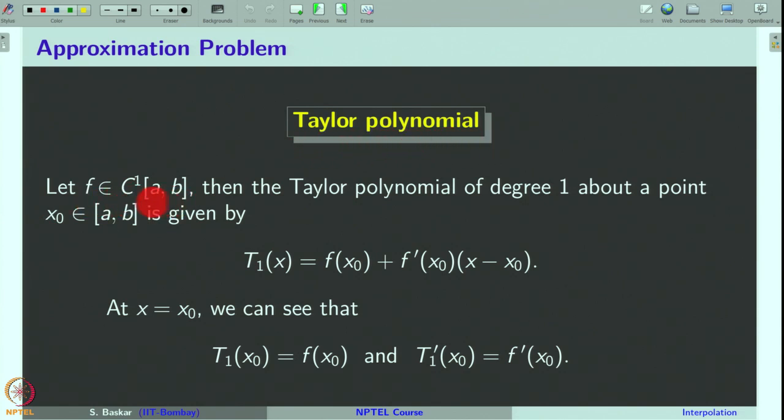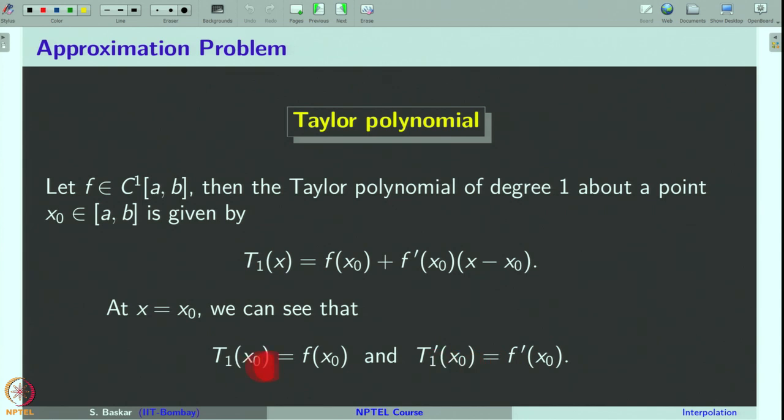Let f be a C1 function on the interval [a, b]. Then we know that the Taylor's polynomial of degree 1 about some point x0 in [a, b] is given by T1 of x is equal to f of x0 plus f dash of x0 into x minus x0, right? Now, let us take x equal to x0 and see what happens. You can see that if we take x equal to x0, then T1 of x0 is equal to f of x0, and in fact, we can also see that T1 dash of x0 is equal to f dash of x0.